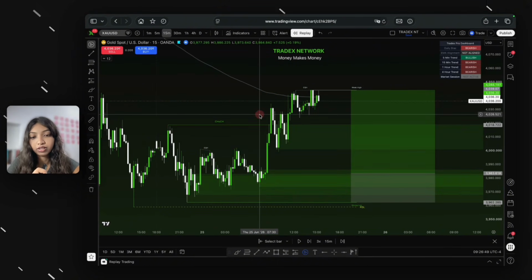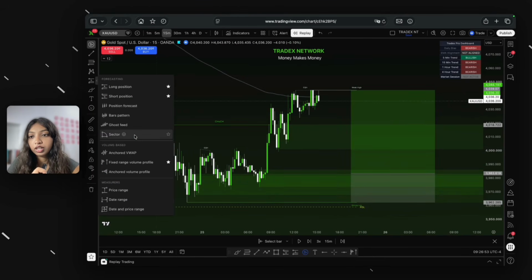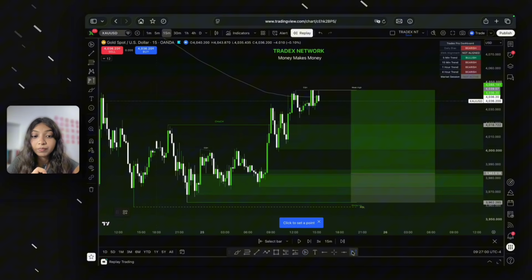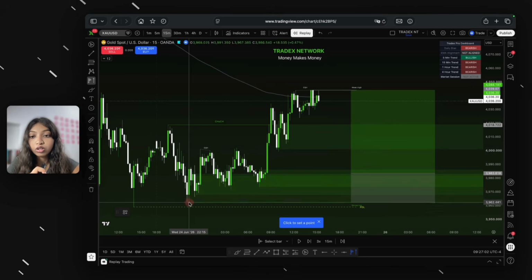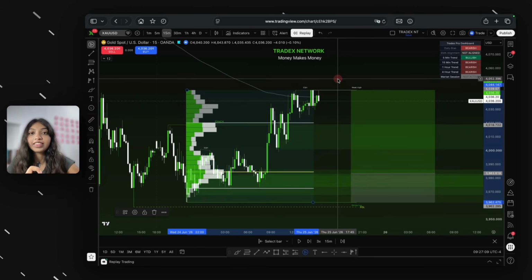fixed range volume profile. It's right here in my favorites, but if you want to have it, click over here and then it's in my favorites. So favorite that, and you can use it every single time right here. Next, I'm going to be dragging from this strong low to this weak high and then clicking on apply. Boom, that is it.